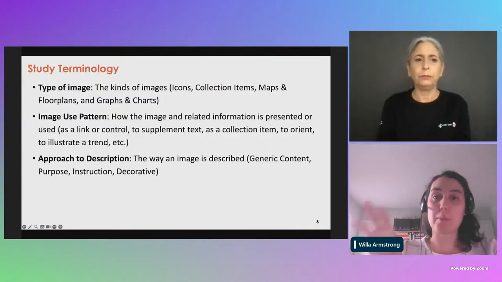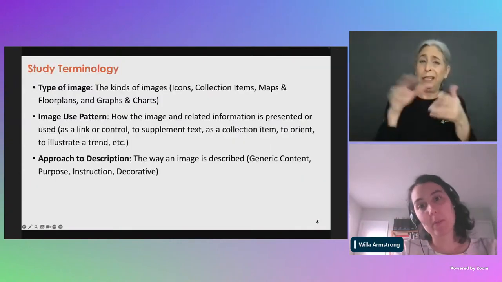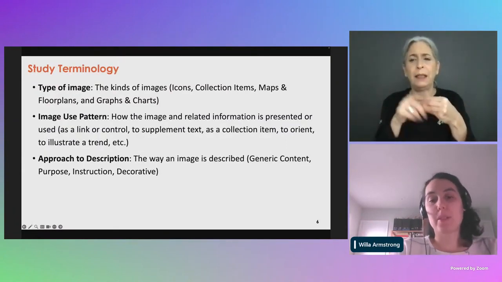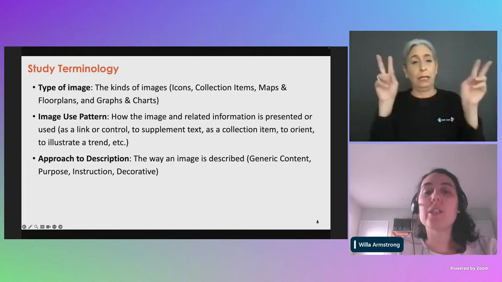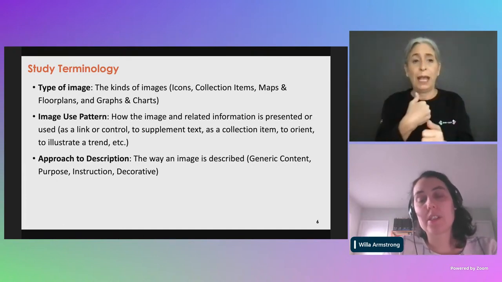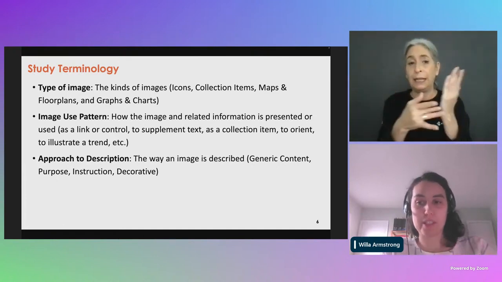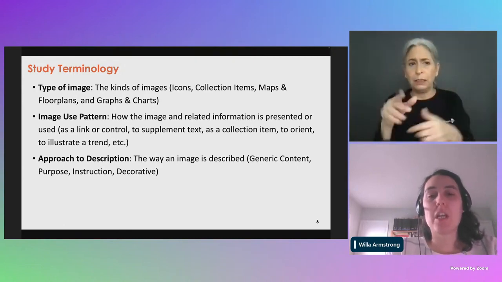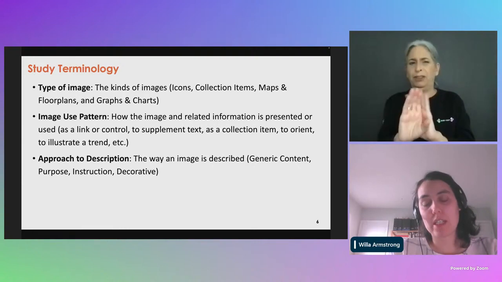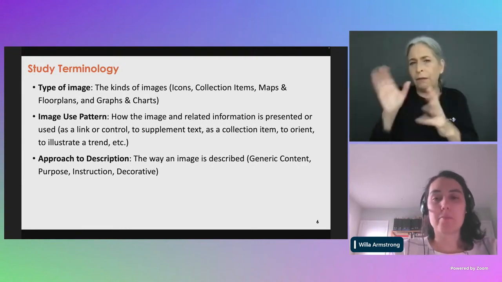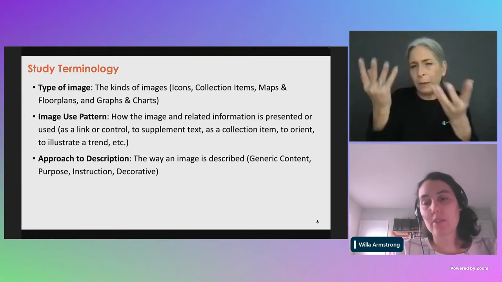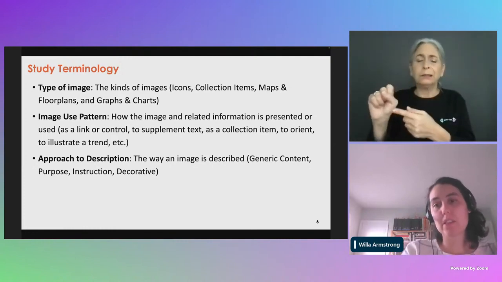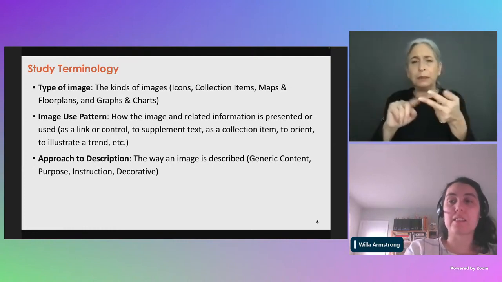So I've talked a little bit about the parts of image description as we've defined them for our study. And I'm going to add in this next slide some of our study terminology. We have additional terminology that we'll use throughout the rest of our talk. These include type of image, so the kinds of images that we're talking about. Visual information gets provided and used in different ways, and those include things like icons, collection forms, maps and floor plans, or graphs.